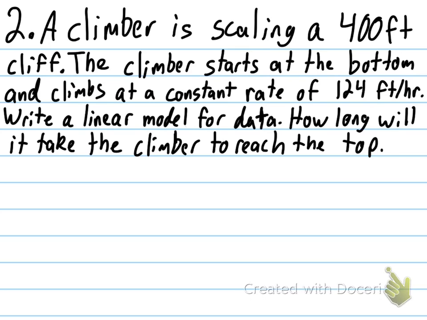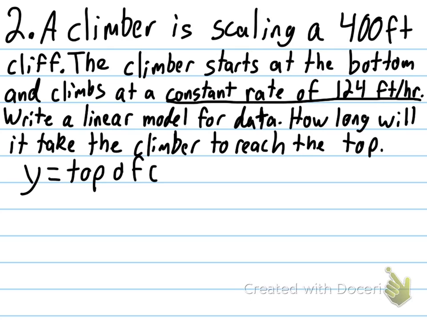Okay, so the key thing here is that constant rate of 124 feet per hour. That's a giveaway. If you ever see something that says constant, think of the constant like your slope. So we have a slope, which probably means we're going to be in slope-intercept form. So let's let y equal the top of the cliff, and let's let x be the number of hours that we climb.